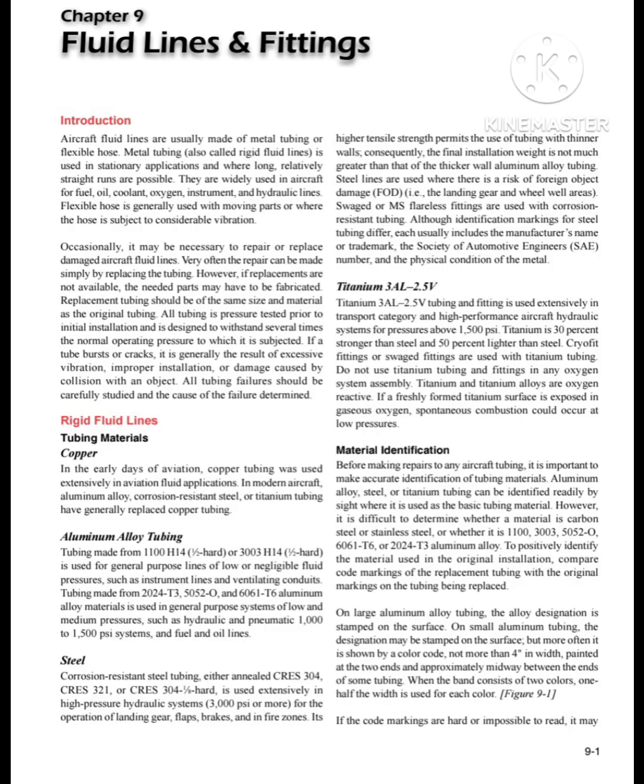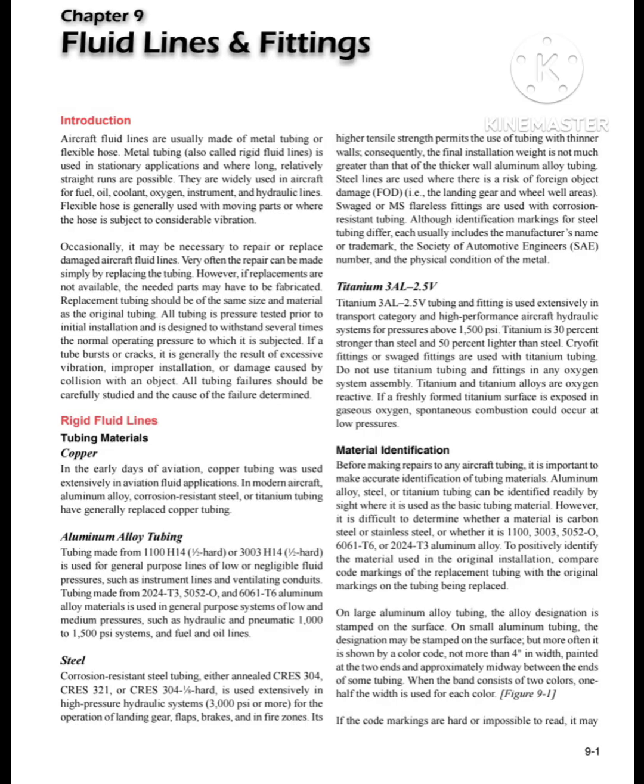Aluminum alloy tubing made from 1100 H14 half hard or 3003 H14 half hard is used for general purpose lines of low or negligible fluid pressure, such as instrument lines and ventilating conduits. Tubing made from 2024 T3, 5052 O and 6061 T6 aluminum alloy materials is used in general purpose systems of low and medium pressure, such as hydraulic and pneumatic 1000 to 1500 psi systems and fuel and oil lines.